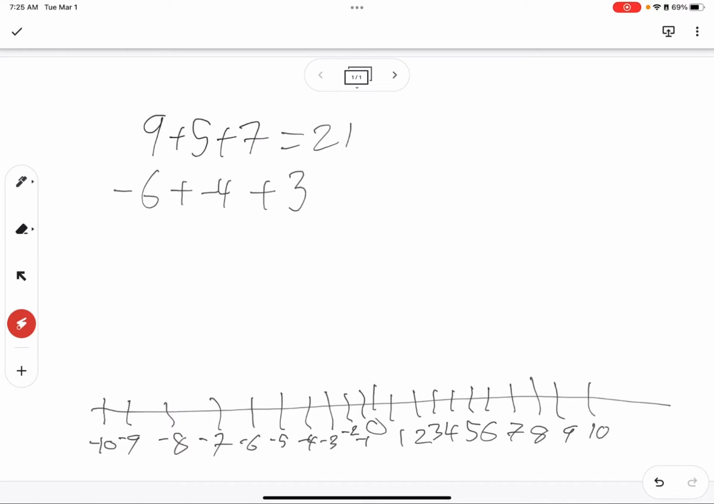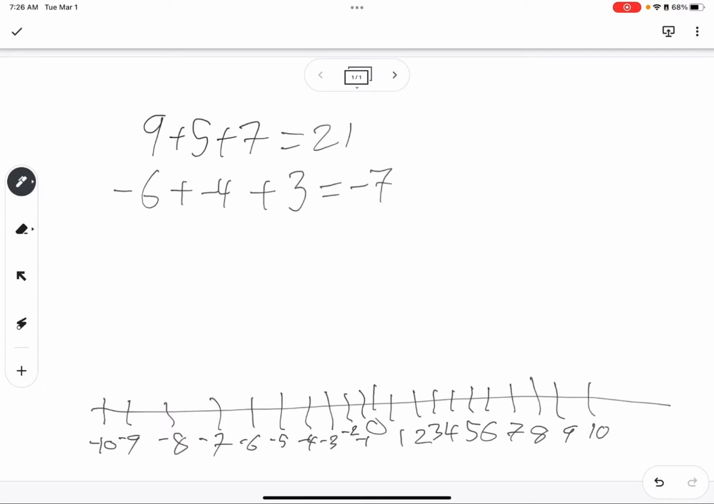So I'm going to start here, negative 6, right? So that means I'm right here, negative 6. And if I'm adding negative 4, which direction am I going to go? To the left. So I'm going to count, starting at negative 6, 1, 2, 3, 4, okay? So now I'm at negative 10. So negative 6 plus negative 4 is negative 10. Now I'm going to add a positive 3. It says it's positive, which direction am I going to go? That's right, to the right. So starting here, 1, 2, 3. So my answer is negative 7.